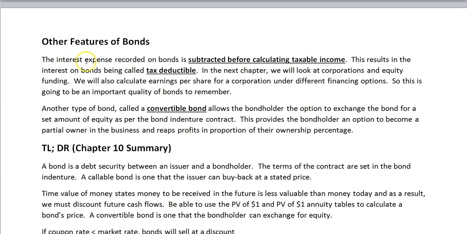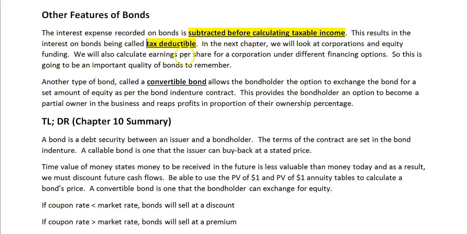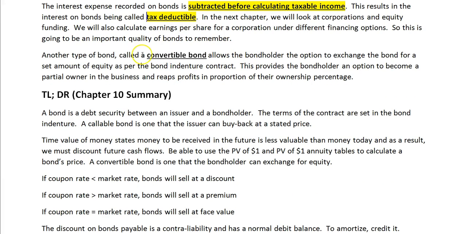Alright, the other features of bonds. Okay, this is one of the reasons why corporations like bonds. The interest on bonds is subtracted before calculating taxable income. This makes the interest on bonds tax deductible. We're going to see in the next chapter how this plays, but we're going to subtract out interest related to bonds before we calculate taxable income, effectively saving us money on taxes, as opposed to equity, which happens after we calculate taxable income. So equity provides no tax benefit.